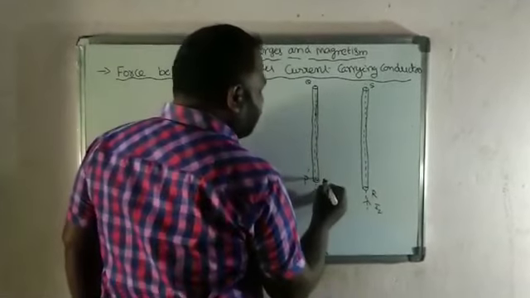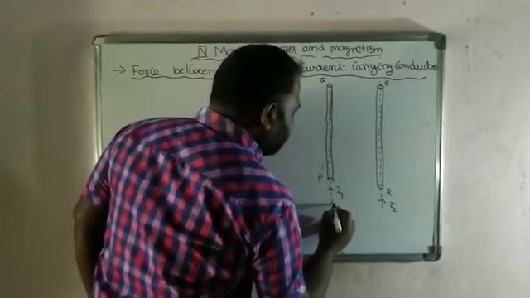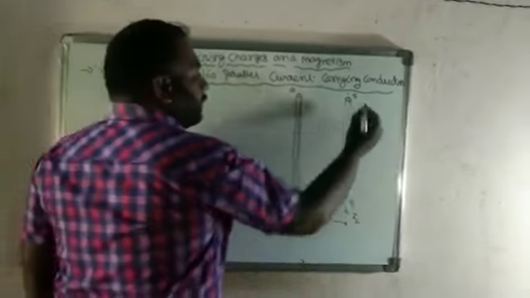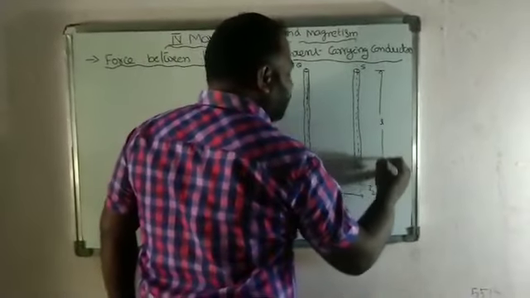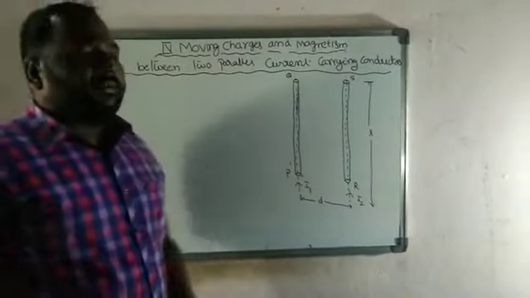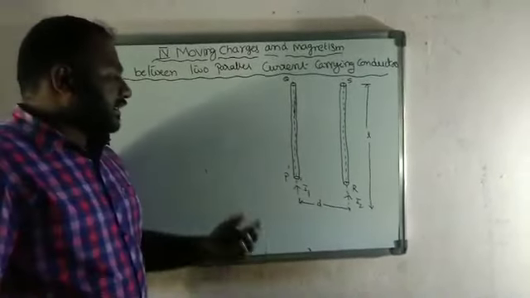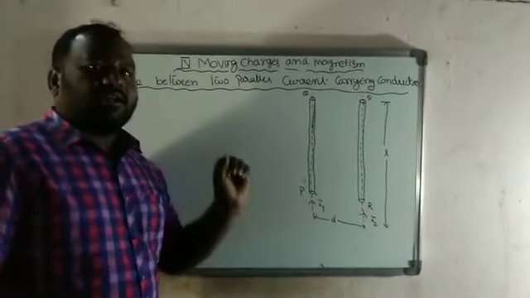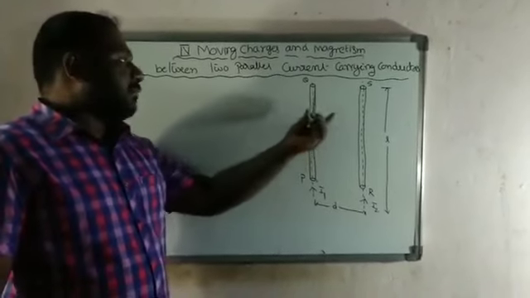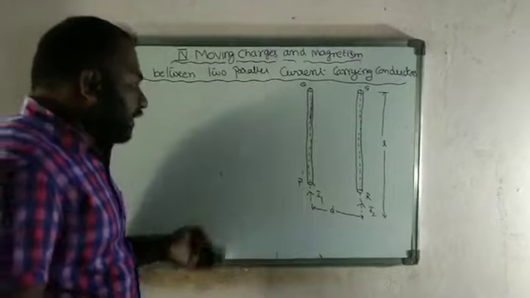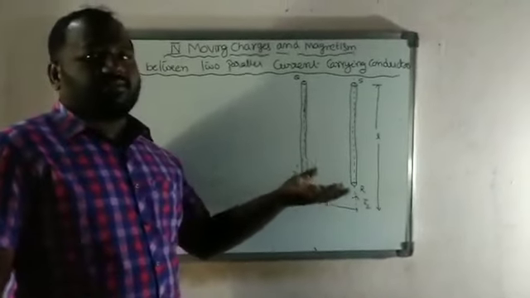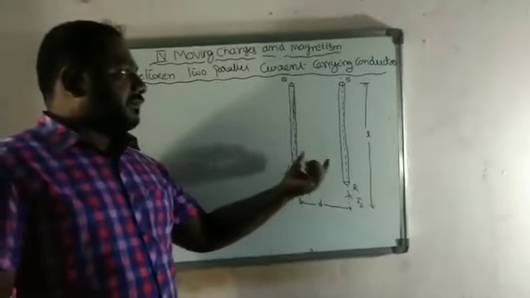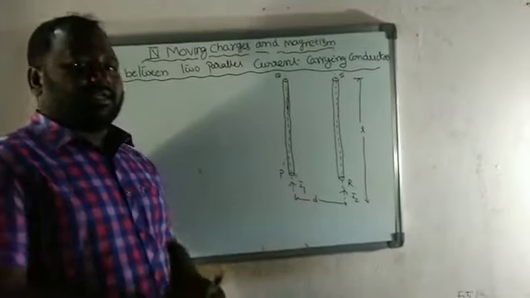These two conductors are separated, center to center, by a distance of small d, and the length of each conductor can be taken as L. Whenever two parallel current carrying conductors have current in the same direction and are placed parallel to each other, we are going to find the force acting between them, and whether it is an attractive force or a repulsive force. First we have to calculate the force acting between these two current carrying conductors.